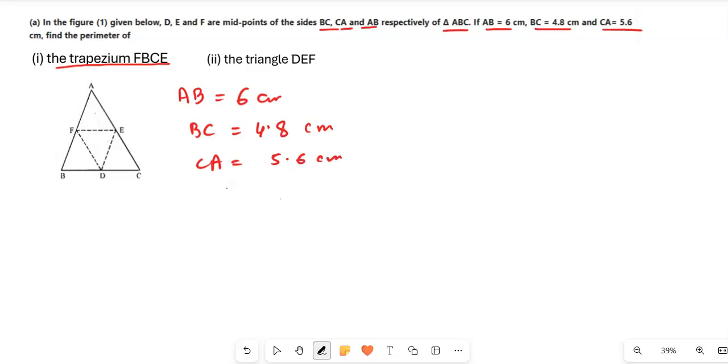Now this is the trapezium FBCE. So from here BF equal to AB by 2 because F is the midpoint of AB. So BF equal to 3 cm. Given BC equal to 4.8 cm.